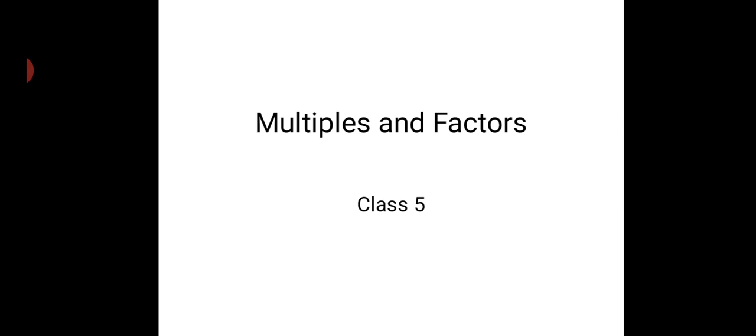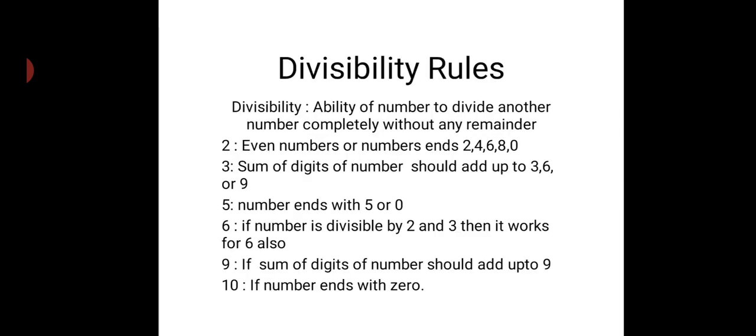Today we will see lesson number 3, multiples and factors, class 5. Before starting multiples and factors, you should know divisibility rules. So first we will see all these rules. Divisibility means the ability of a number to divide another number completely without any remainder. If we can divide any number without any remainder, that number is called divisible.